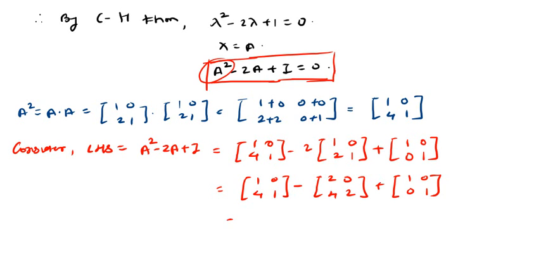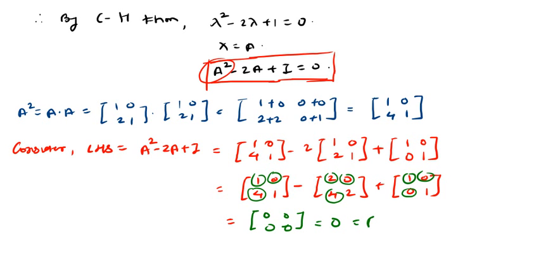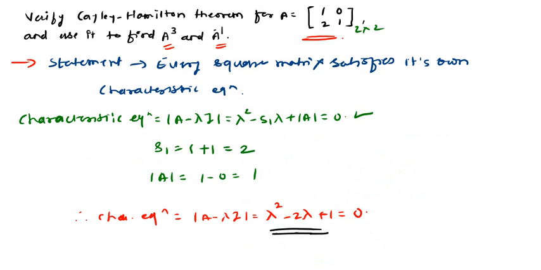Okay, if you solve this, you will see this will be 1 minus 2, that is minus 1 plus 1 will be 0. Okay, this is 0, 0, 0, adding you will get 0. This will be 4 minus 4 is 0 plus 0 will be 0, and this is 1 minus 2 is minus 1 plus 1 will be 0. Okay, which is equal to 0, and that is nothing but our RHS, and hence Cayley-Hamilton theorem is verified.